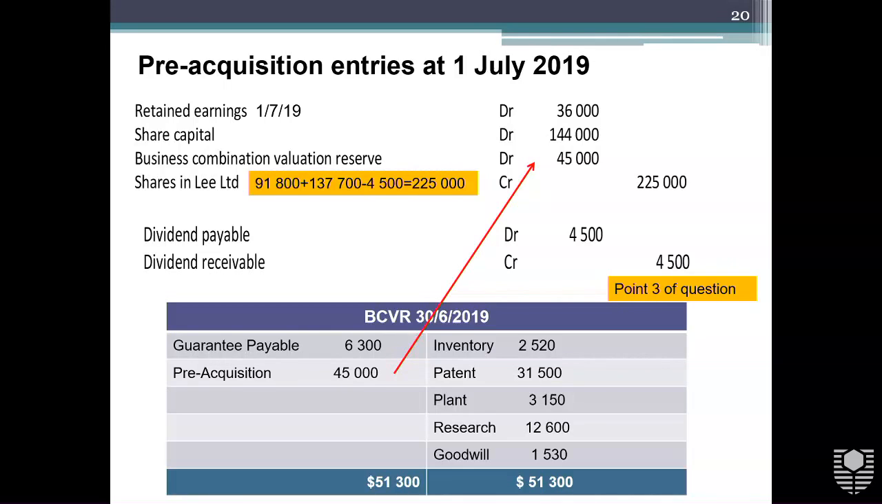We've also got a dividend payable and receivable that we need to account for of 4,500. It's an intra-group transaction. We need to remove that. So we're going to debit our dividend payable 4,500, credit our dividend receivable, to zero that intra-group transaction out.